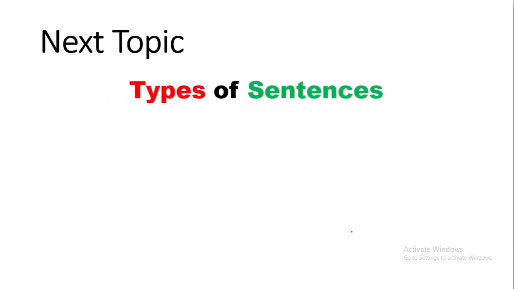And with that, we are done with today's concept. Today we talked about subjects, predicates, and objects, and in the next lecture we are going to talk about the types of sentences.